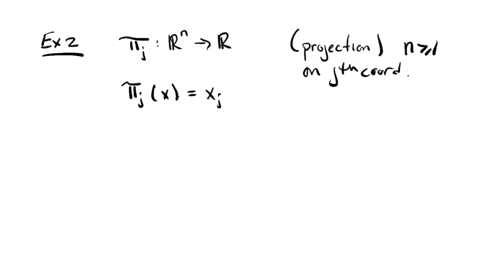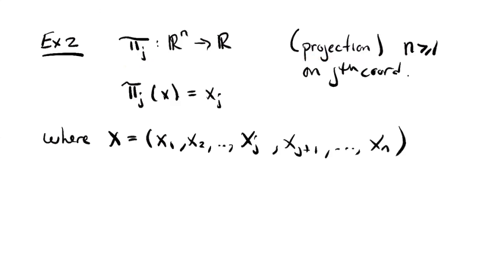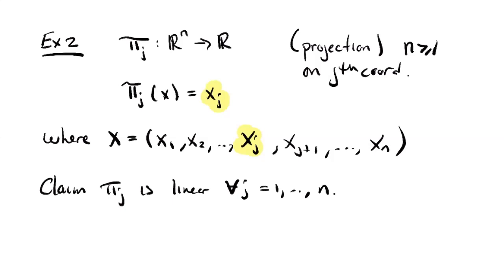So I've written a formula there. Pi_j of x is x_j. What do I mean here? I mean x is a vector in R^n, so it has n coordinates, all of which are real numbers. So that makes this formula make sense. What does pi_j do to an x? It just sends the vector x to its jth coordinate, right? And I claim that's a linear function. It's a linear function for every j.